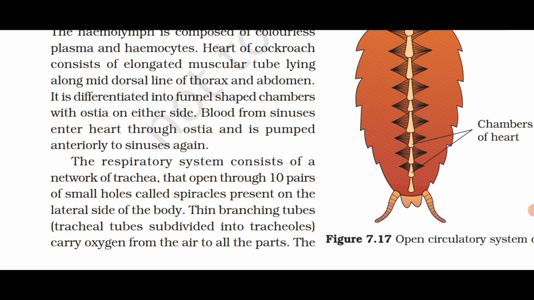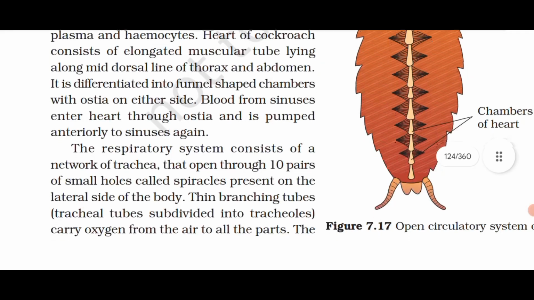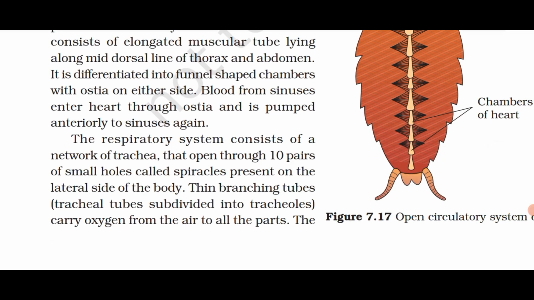The respiratory system consists of a network of trachea that opens through 10 pairs of small holes called spiracles present on the lateral side of the body. Thin branching tubes, the tracheal tubes, subdivided into tracheoles, carry oxygen from the air to all the parts.